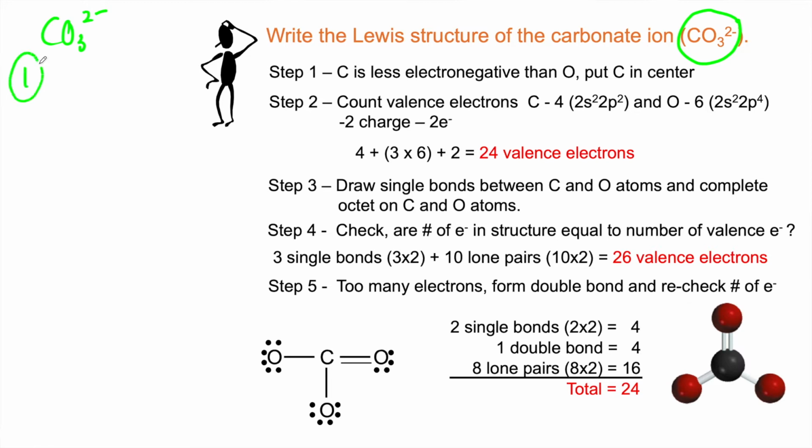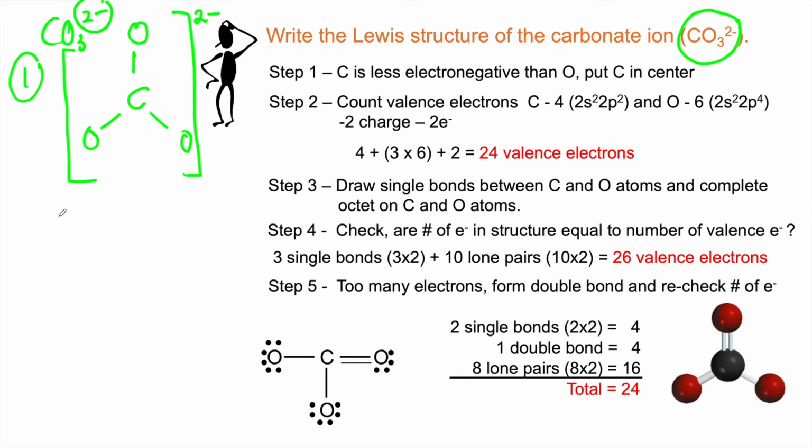The first thing is you need to draw the skeletal structure. So carbon will be the least electronegative, surrounded by 3 oxygen. And then don't forget we have this 2- charge, so you need to draw brackets here and put it as 2-.